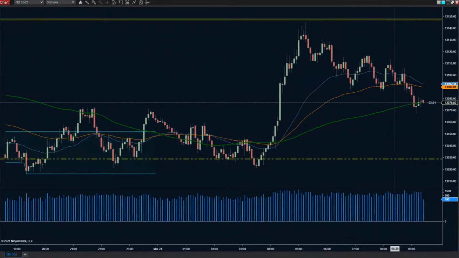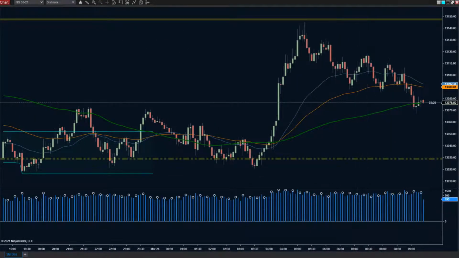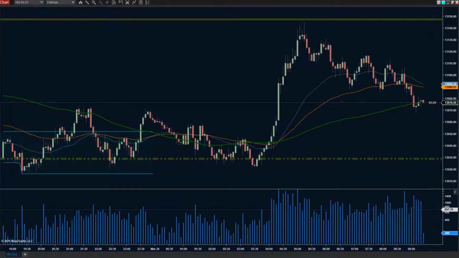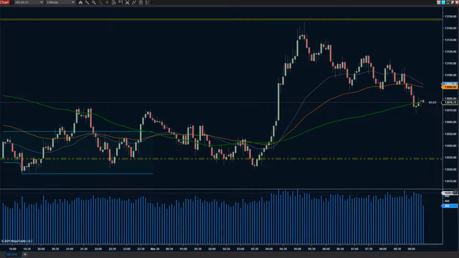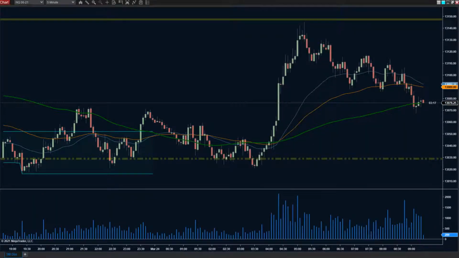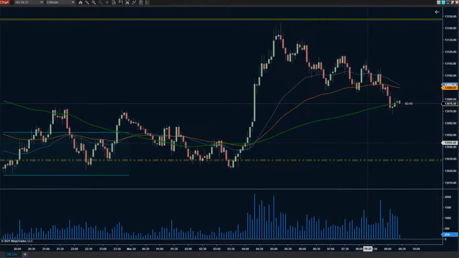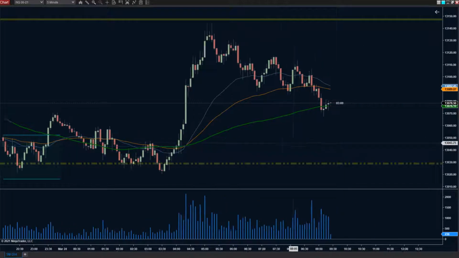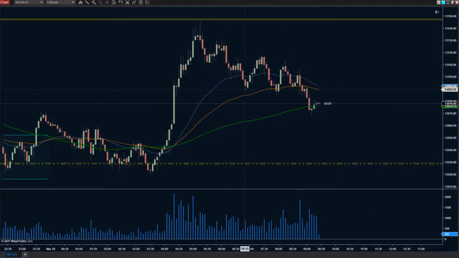From the 5-minute perspective, why is this? What the heck is happening? Wait, the volume is set to logarithmic? Let's try this again. There we go. Like something's not quite right here. Ugh, man, that's gross. All the way down.